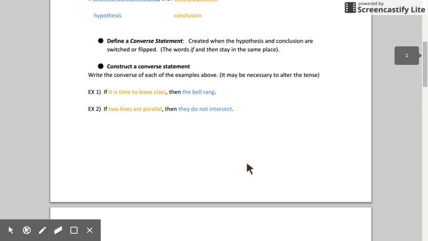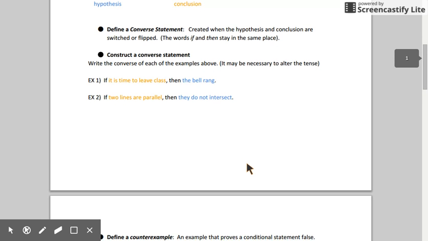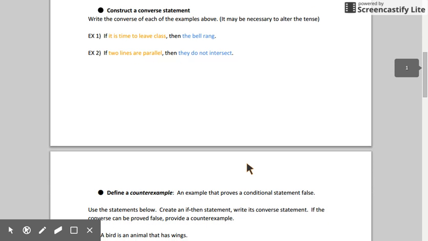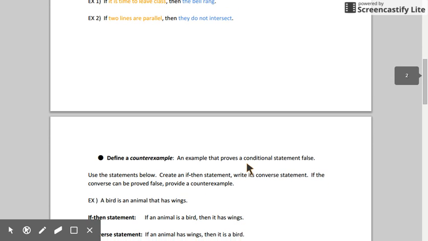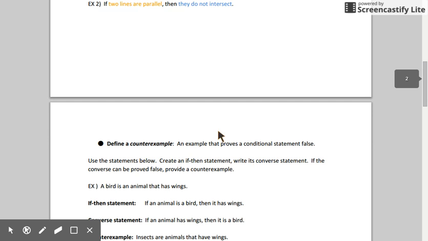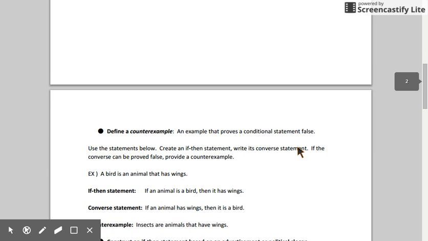Coming up with converse statements is a good way to check the validity of the original statement. And if the original statement or its converse is not quite all the way true or in some way false, we can provide what's called a counterexample. So that's just an example that proves any one of those initial statements false, either the original statement or its converse.